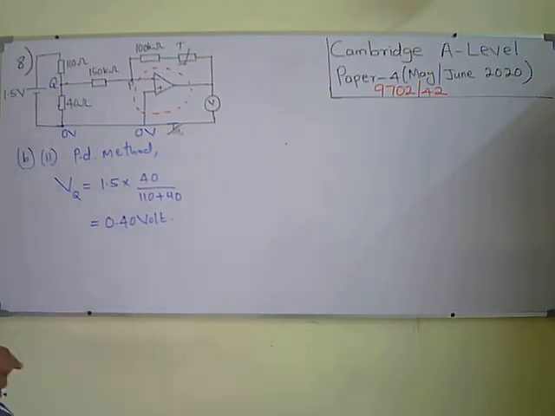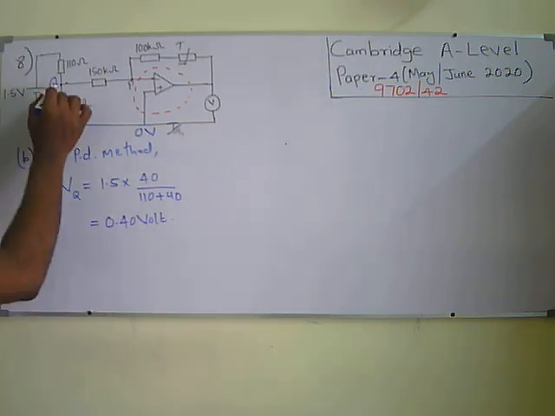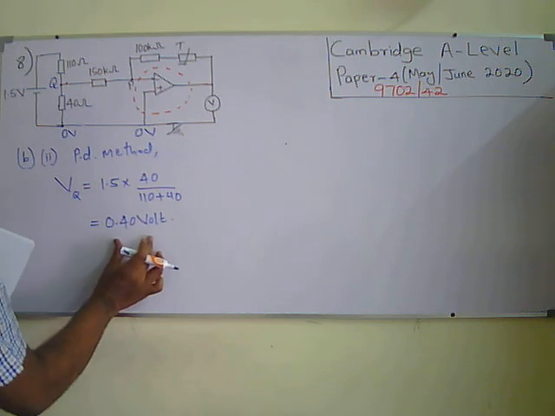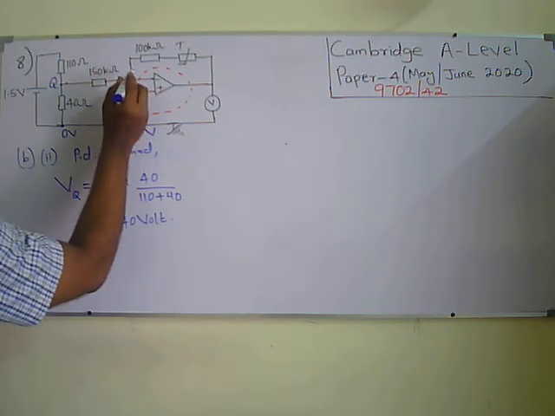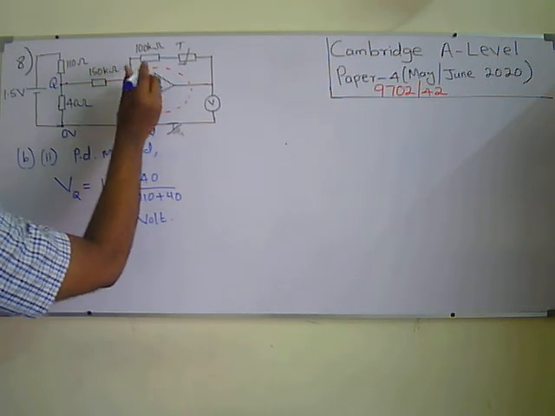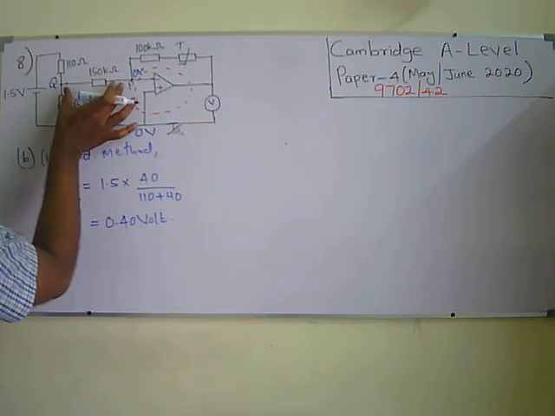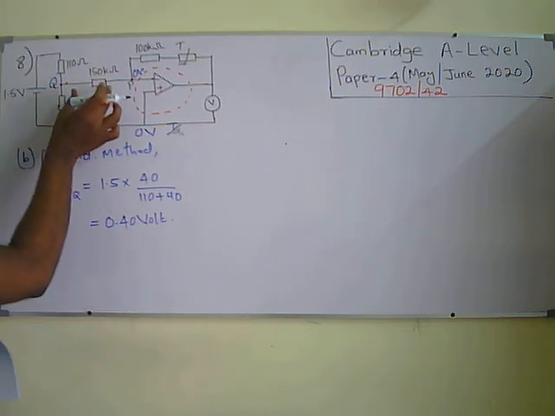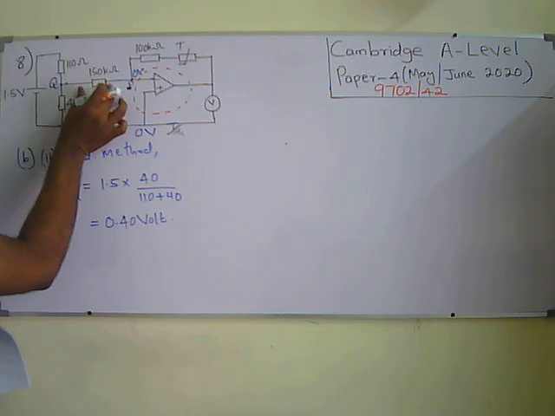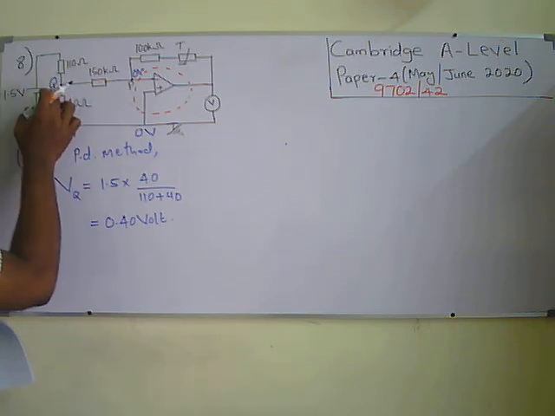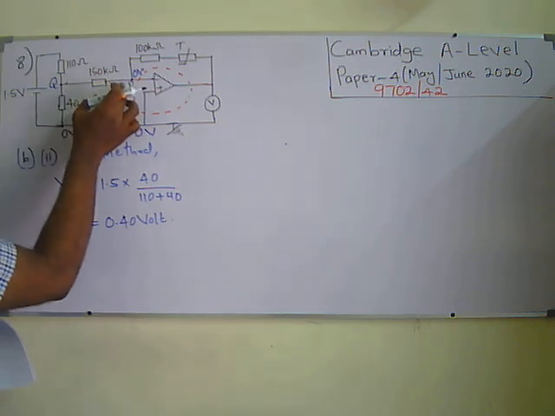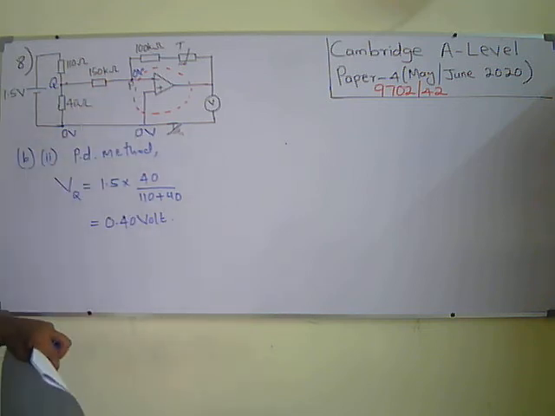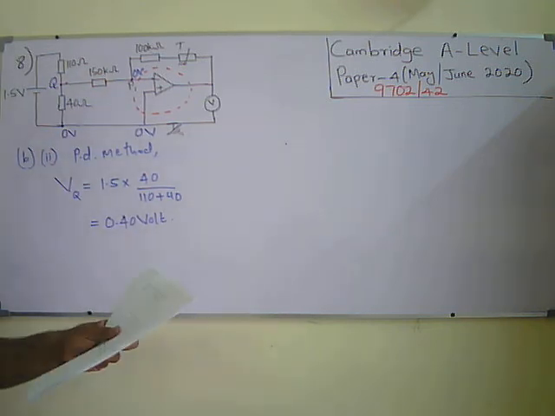That's the voltage of point Q. If the voltage at point Q is 0.40 volt, then the point Q is equal to 0 volt. So the voltage across the 110 kilo ohms should be equal to 0.40. The potential difference across 110 kilo ohms will be this voltage minus this voltage. This is 0 volt, that is equal to 150. That also should be 0.4 volt.